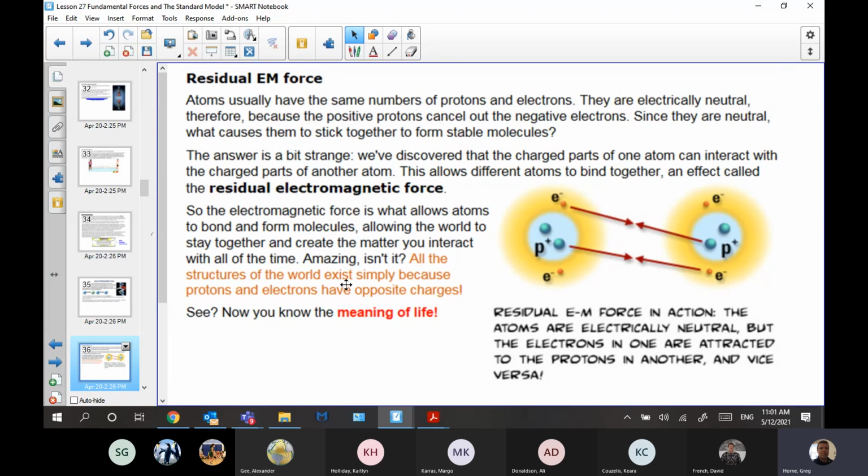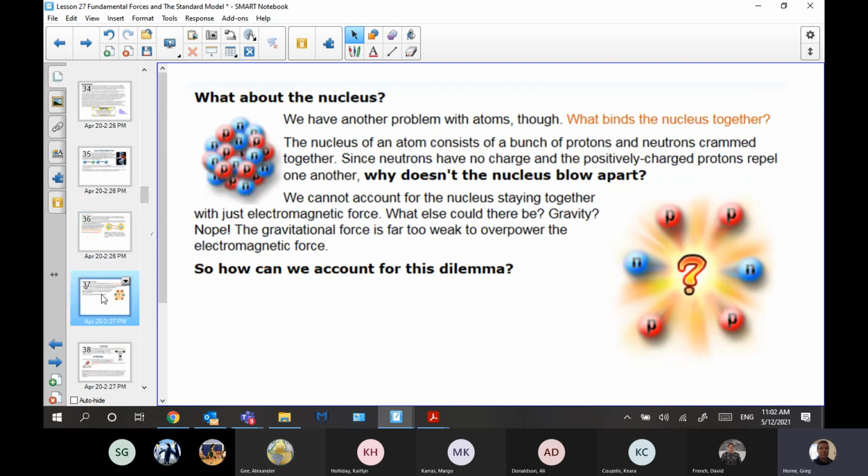The electromagnetic force. We know we're talking about the tau particle or the W and Z bosons and so on. What are they showing here exactly? Oh, the proton attracting an electron and so on. That's more chemistry. We don't need to do that as much maybe, but we're talking about the meaning of life here though. All structures in the world exist simply because protons have opposite charges. Basically they're saying the structure of the universe exists because of these things that we understand, right? So all chemistry that you've ever talked about is to do with these fundamental forces we're talking about.